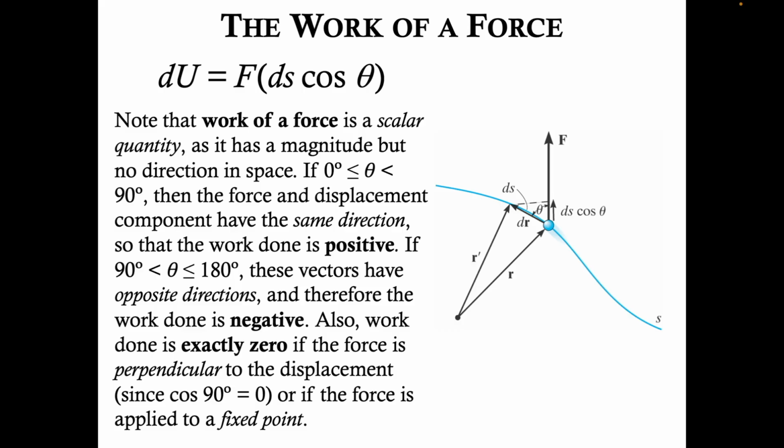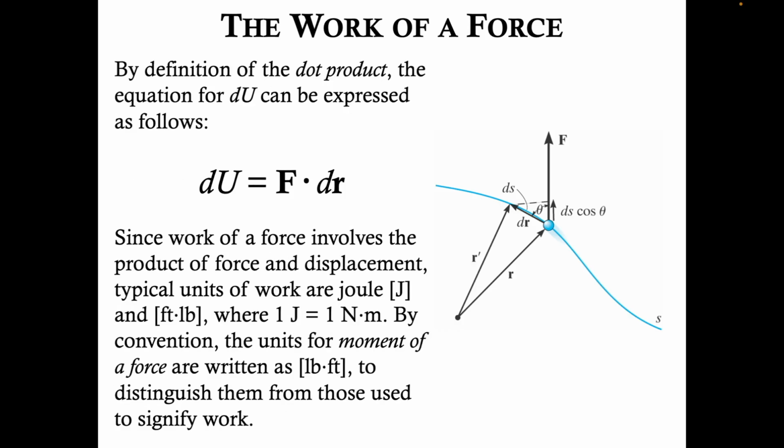If theta is between 90 degrees and 180 degrees, these vectors then have opposite directions, and therefore the work done is negative. Also, the work done is exactly 0 if the force is perpendicular to the displacement, or if the force is applied to a fixed point that does not move and thus has no displacement. By definition of the dot product, which we did cover in statics, the equation for dU can be expressed as follows, where dU, the infinitesimal amount of work done, equals vector F dot vector dr. That's the force vector dotted with the infinitesimal displacement vector.